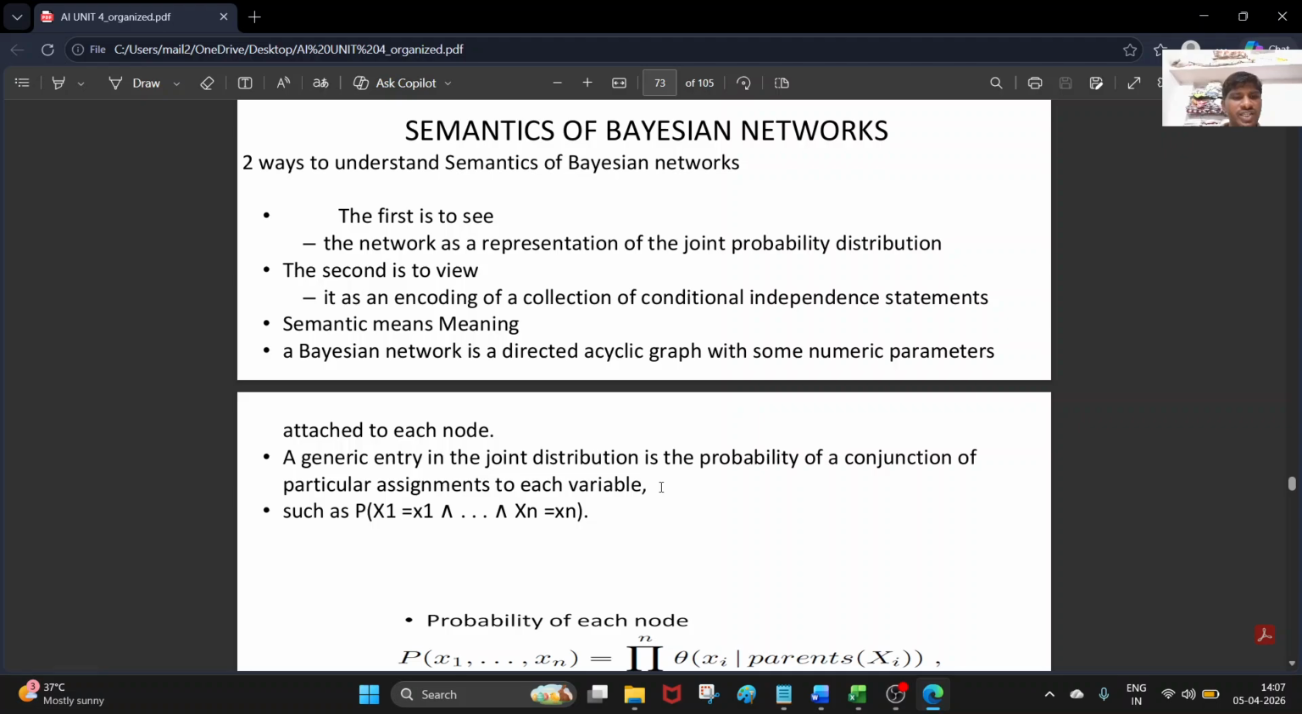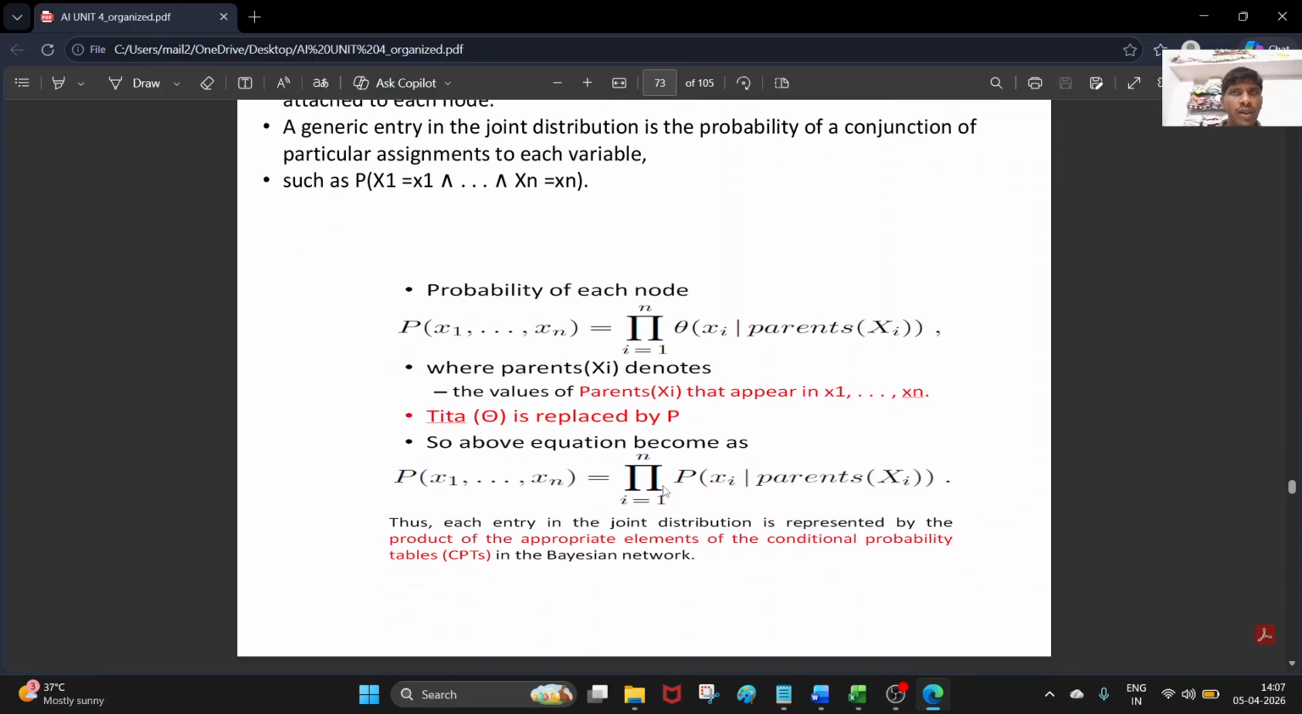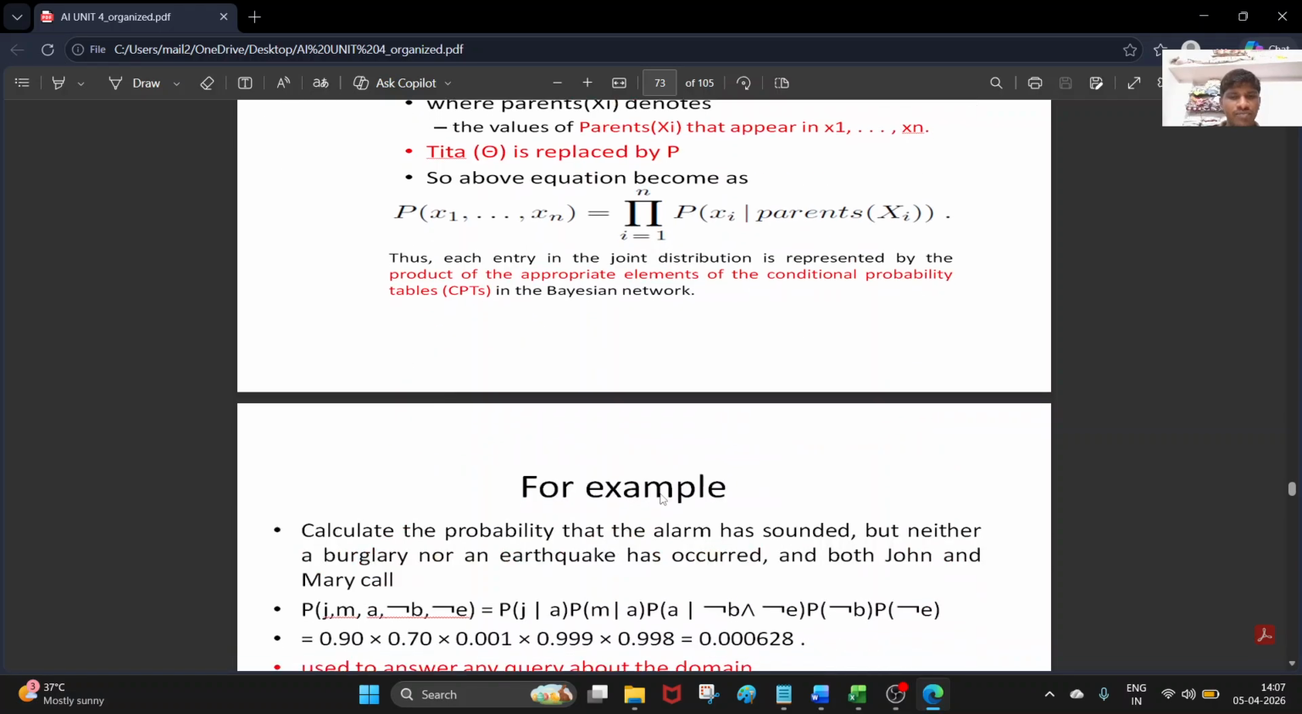Next is the semantics of Bayesian network. Normally the semantics of Bayesian networks contains mainly two things: one is the DAG, another one is the conditional probability table. The probabilities of each node can be represented by P of x1, x2, up to xn, equal to the product for i equal to 1 to n of theta, where theta is nothing but the initial probability of xi given the parents of xi. This theta can be replaced by P, that is probability. So the above equation, by replacing theta with P, can be rewritten as P of xi given parents of xi, where parents of xi is the parent of node xi.